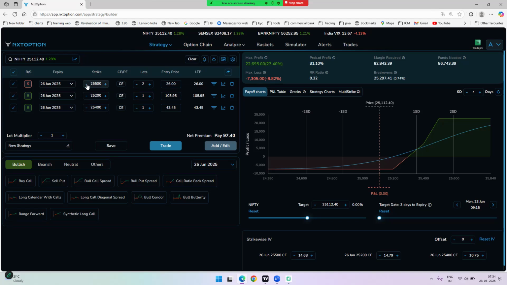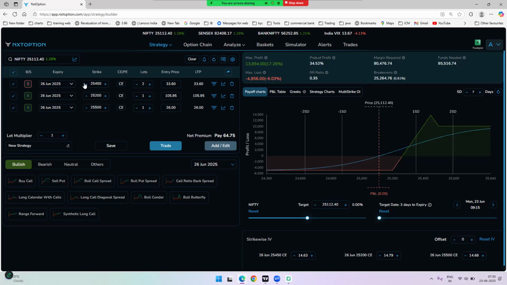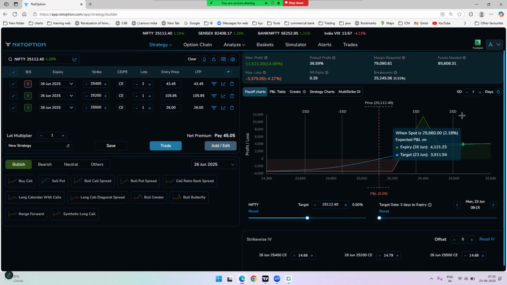Now, if I'm trying to make it 25,400, it doesn't go, because we have controls in place here. At 25,400 we already have a buy position here. Until you change that, this one will not change. So let us do one thing. This way we will make it 25,500 and this way we will bring it to 25,400. Now it is somewhat better.